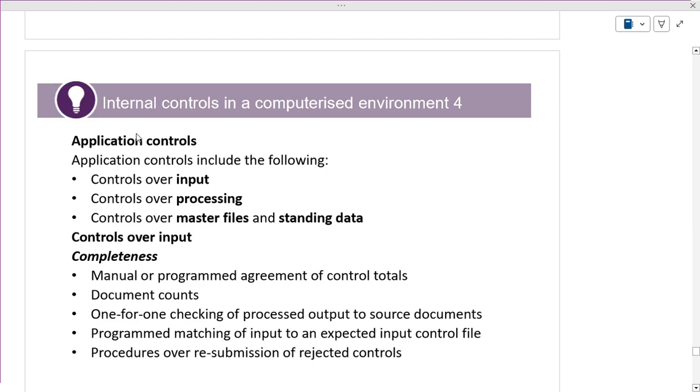Now, coming back to this, application controls include the control over the input, data entry. Data entry here is different. Data entry, control over processing. We are talking here very specifically about the inventory module, in terms of cash, in terms of fixed assets.